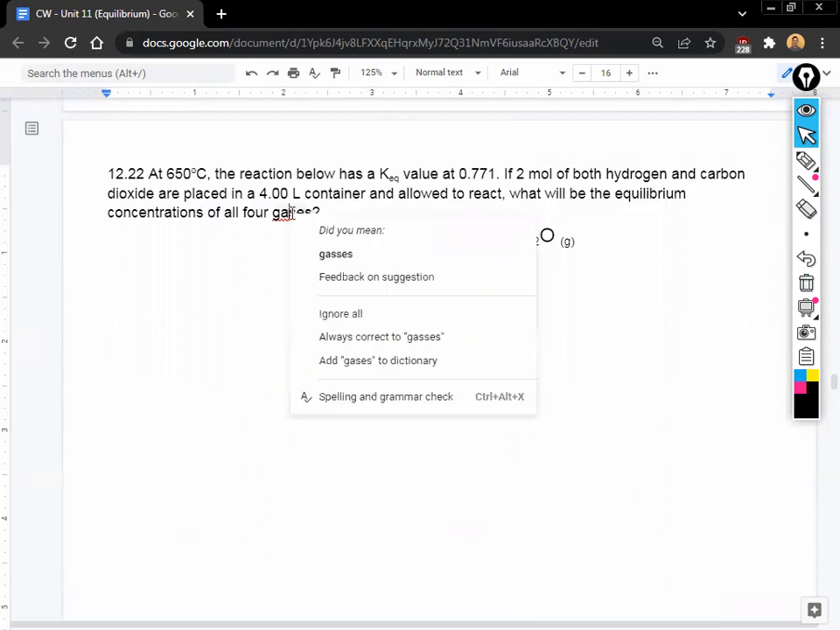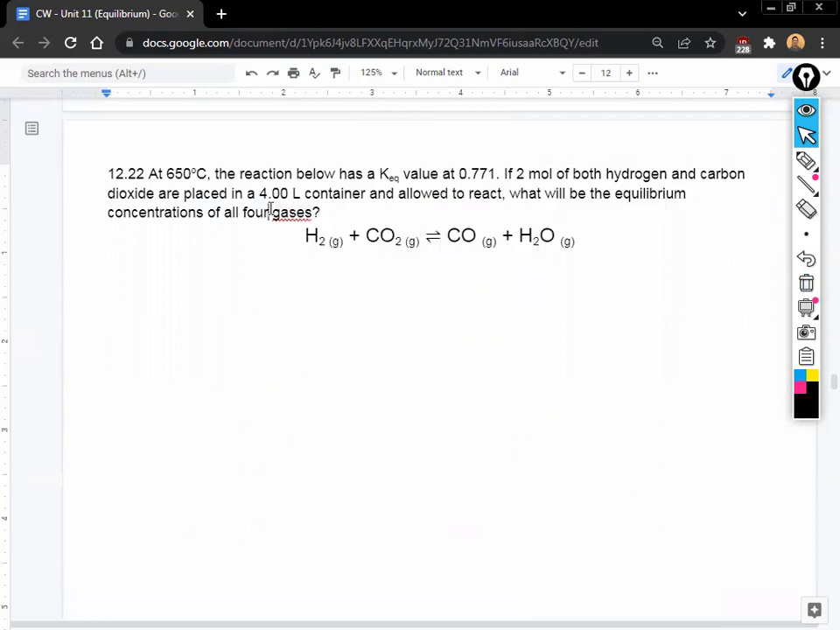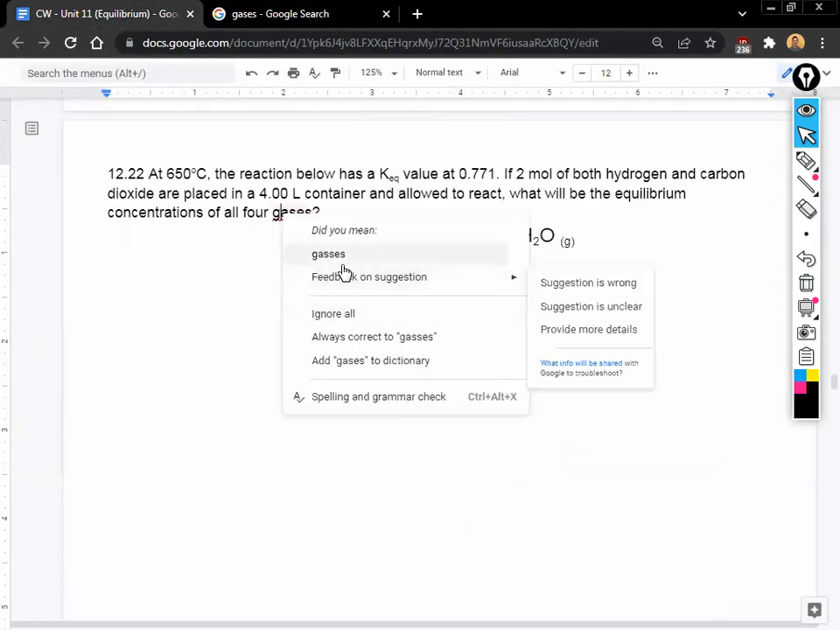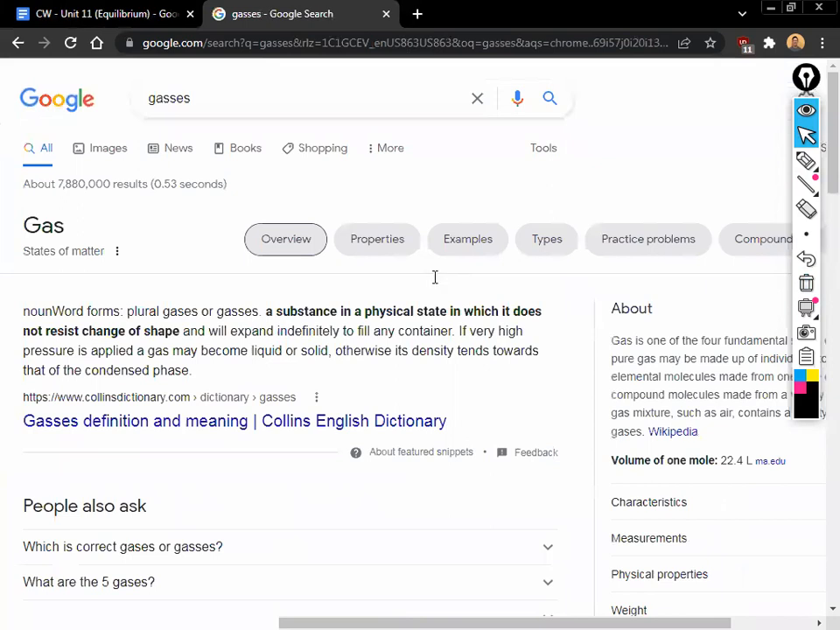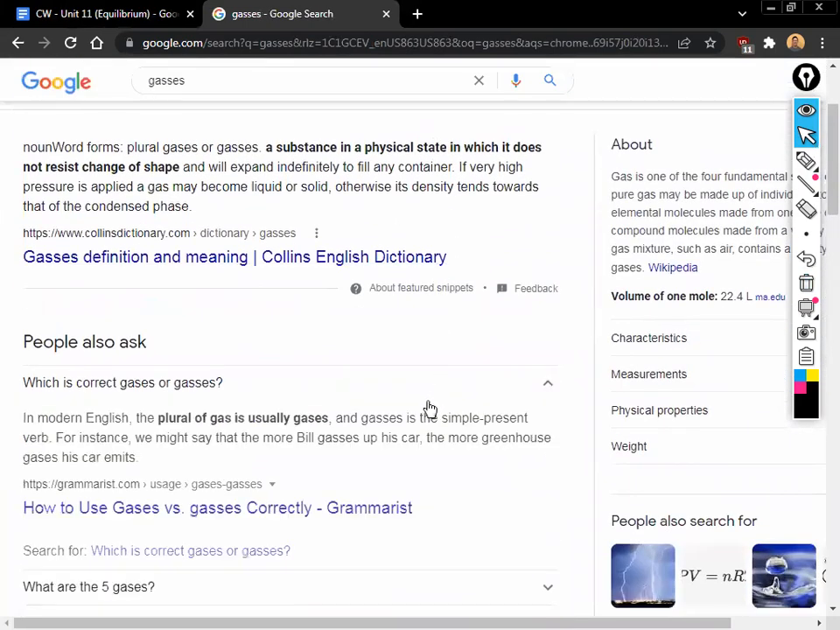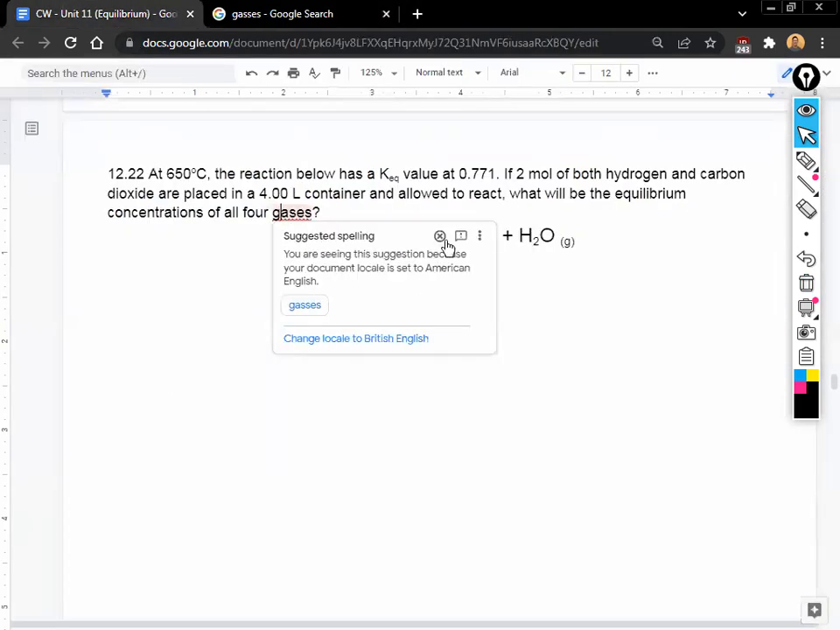Did I spell gases wrong? Isn't it one s? Gases is one s, right? Bro, there's no way it's two. When you spell gaseous, you use two s's, right? No. Yeah, you do. Nah, bruh. It's one s. Dude, Google's tripping me up. What is that? What's this? It's modern English. Modern, anyway.